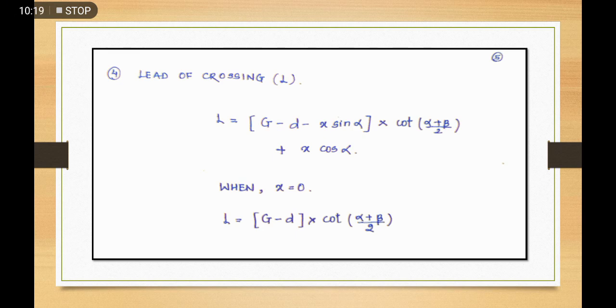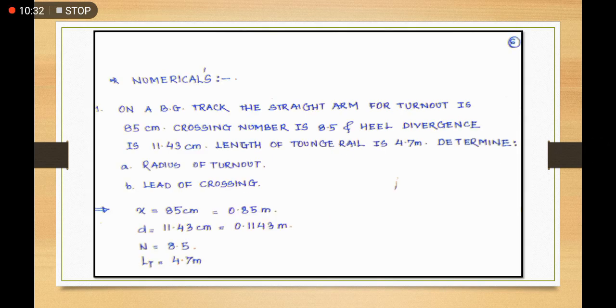So these are the parameters that are required for designing a turnout. Let us see in terms of examples. We'll consider both the cases for design of turnout. Now here, first numerical. On a broad gauge track, the straight arm for the turnout is 85 cm, the crossing number is 8.5, and the heel divergence is 11.43 cm. The length of the tongue rail is 4.7 meters. Determine the radius of turnout and lead of crossing.